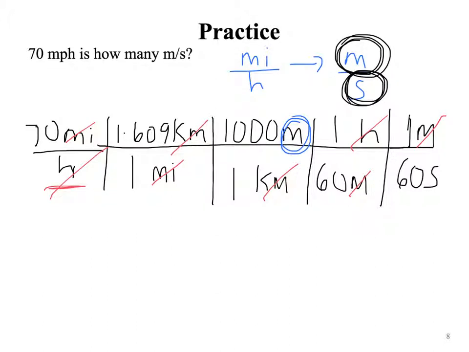So what am I left with? Meters per second. And that's what I wanted, right? So I know I'm done. I multiply the top, multiply the bottom, and then divide. I end up getting 31 meters per second as my answer. So what is dimensional analysis? You're going to cancel the units, top and bottom. That's just what you've got to pay attention to.